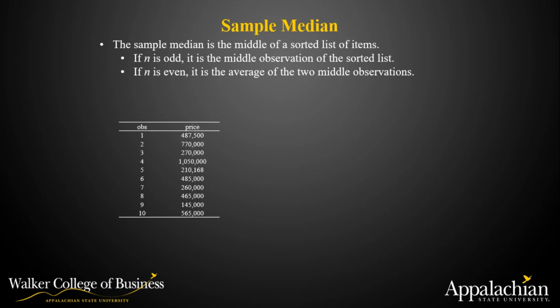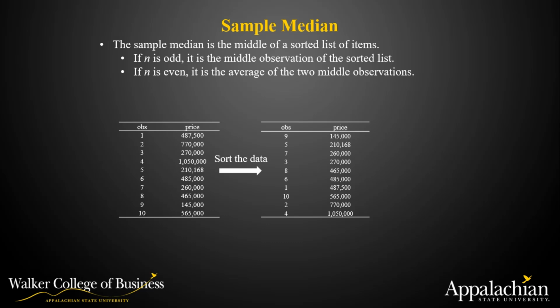So returning to our sample of 10 houses and their sales prices, the first thing we will do is sort this sample from lowest to highest price. And since we have an even number of observations, we'll then take the average of the two middle values. So for example, in this case, we would add up 465,000 and 485,000 and divide that by 2 to get a median of 475,000.